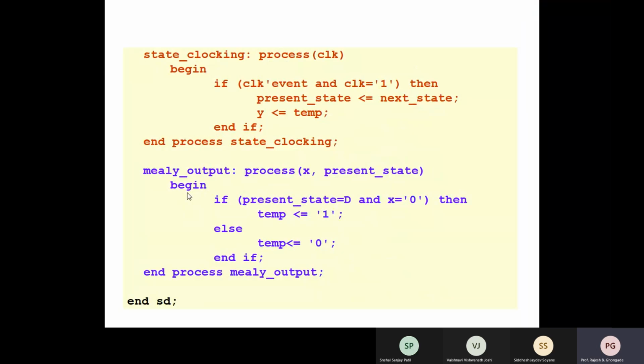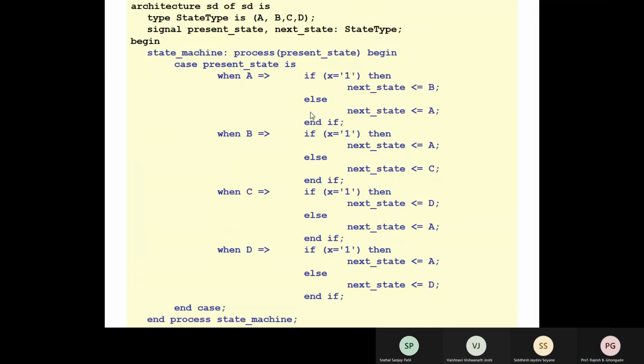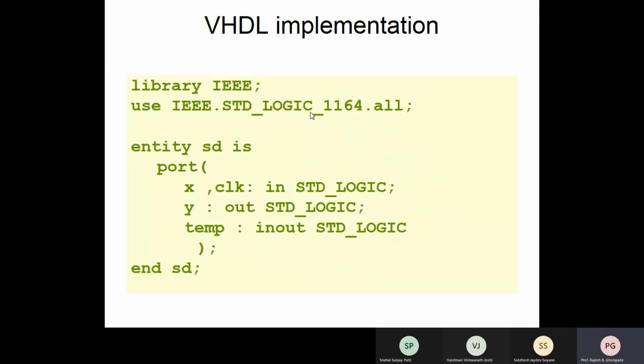Okay, so then we go for the next process, the clocking process. Please remember, you will be having a process for present state triggered by present state and a process triggered by clock. Again, if clock tick event means rising edge, then next state is assigned to the present state, whatever we are having over there. Then Y is assigned temp. We remember that temp is what? It is inout.